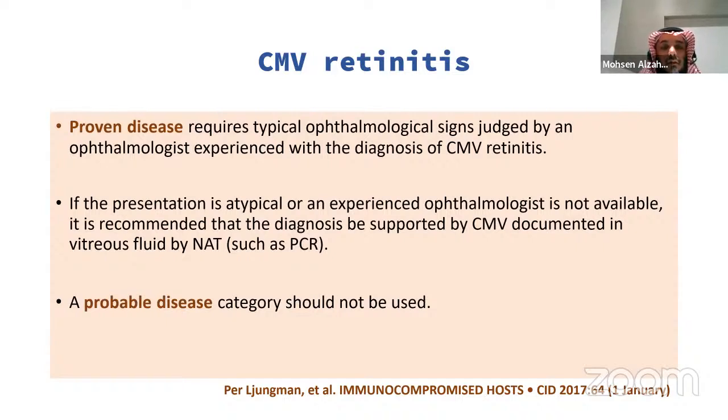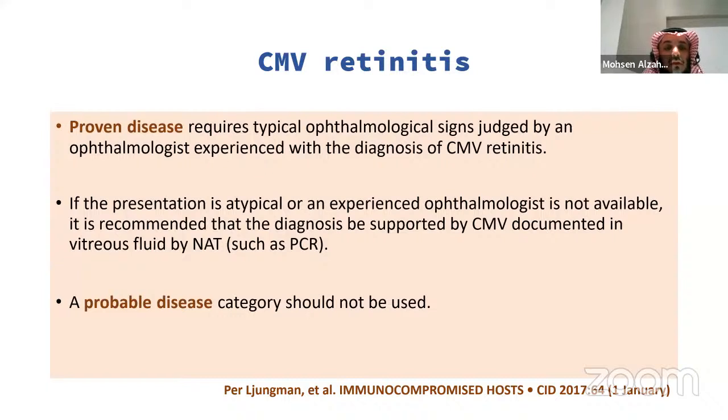CMV retinitis is rare after hematopoietic stem cell transplant. This is more common in HIV patients, but it is a known complication. And for a reason that we don't know, lately, over the last 2 years, we have had at least 3 or 4 patients post-transplant who developed CMV retinitis.